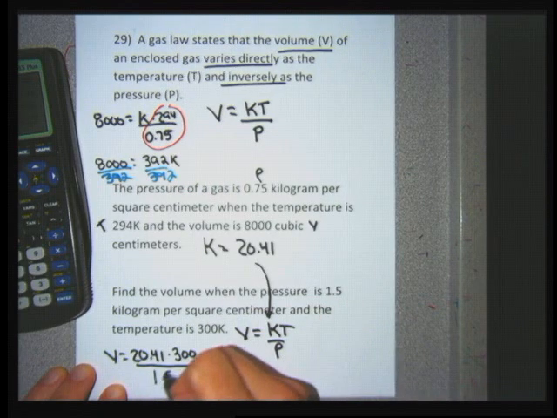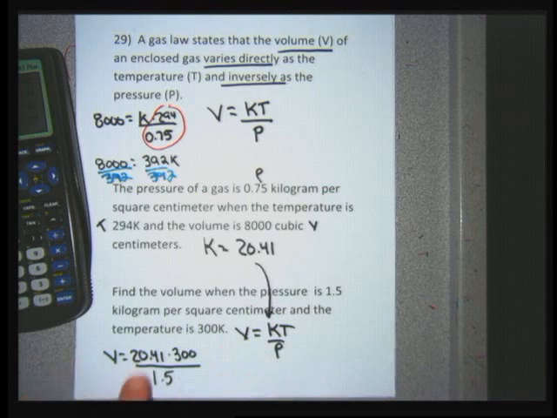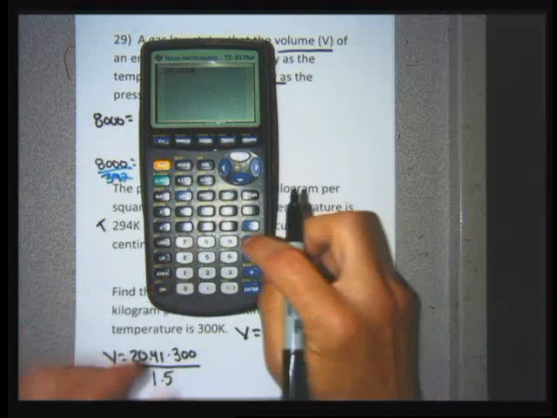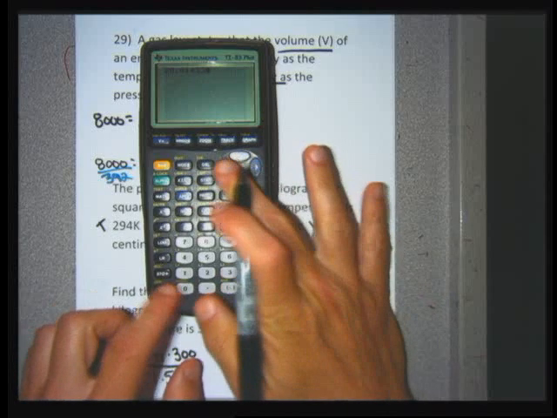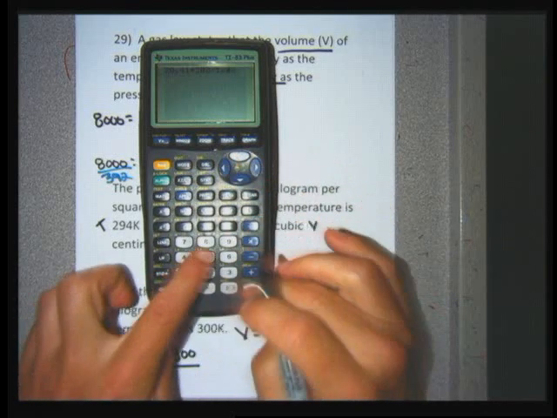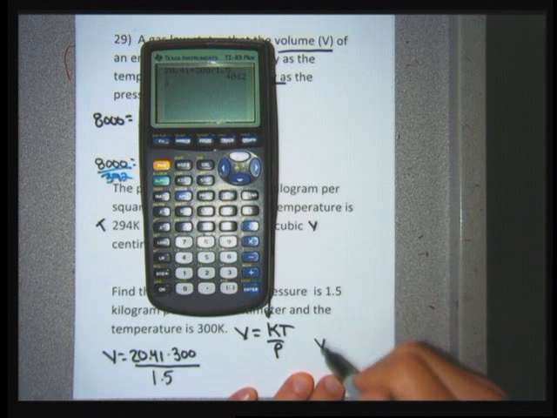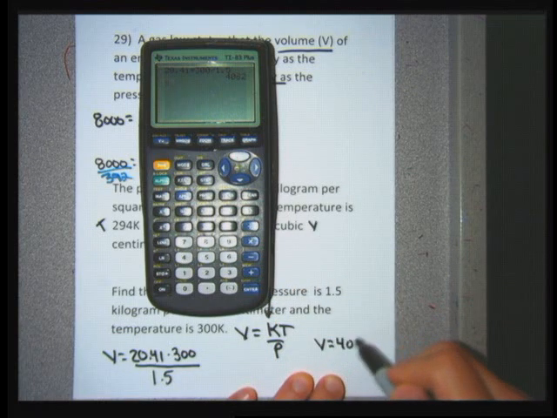So I'm putting these numbers in, and I'm going to do this all on my calculator. I'm going to go 20.41 times 300 divided by 1.5. And I get 4,082. So the volume is 4,082.